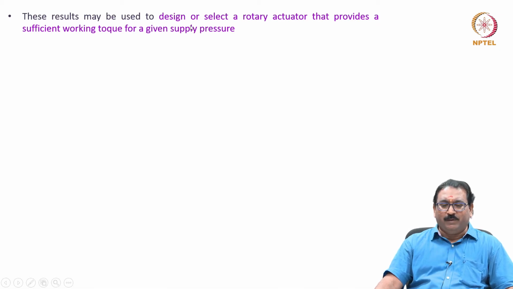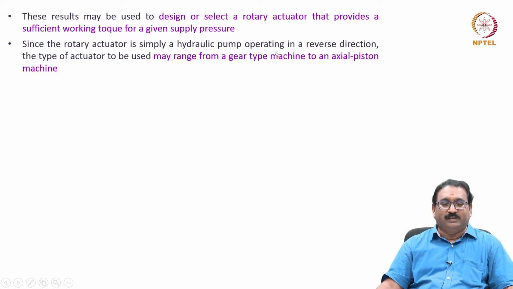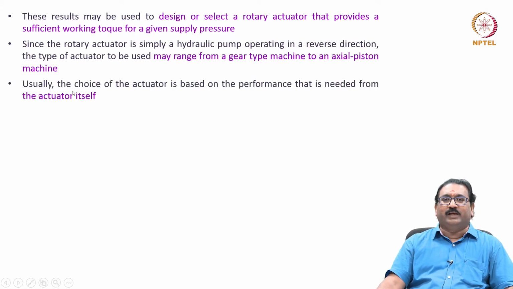These results may be used to design or select a rotary actuator that provides a sufficient working torque for the given supply pressure. Since the rotary actuator is simply a hydraulic pump operating in a reverse direction, the type of actuator to be used may range from a gear type machine to an axial piston machine.